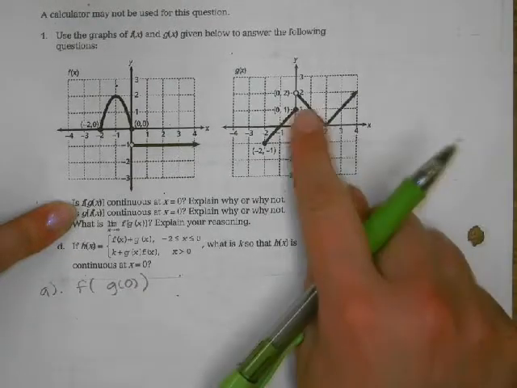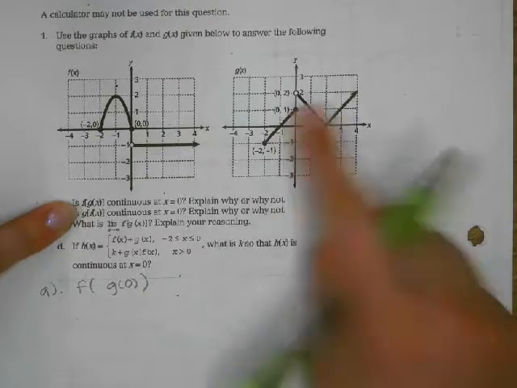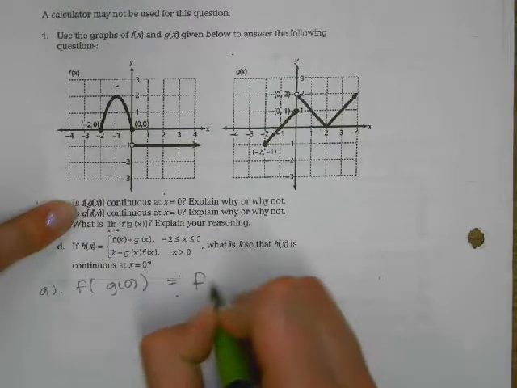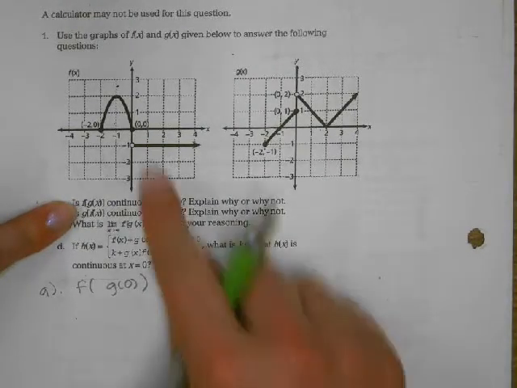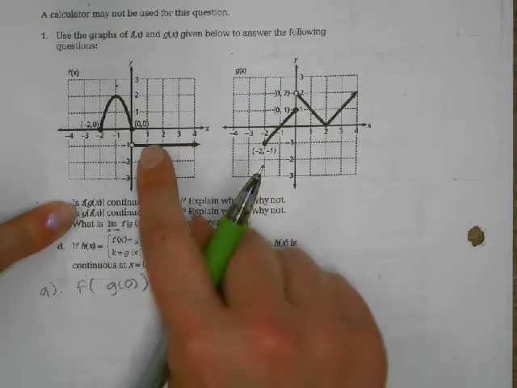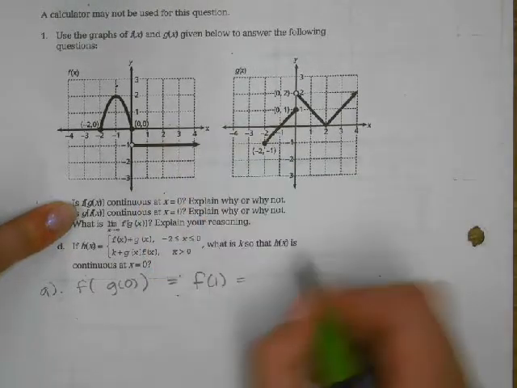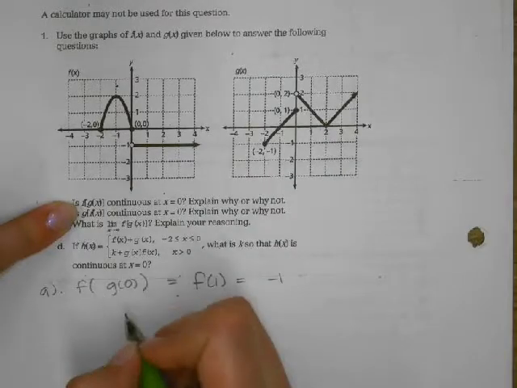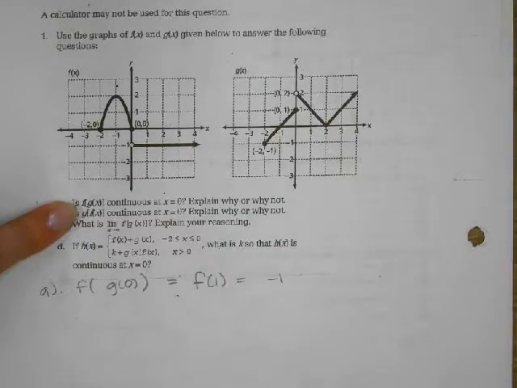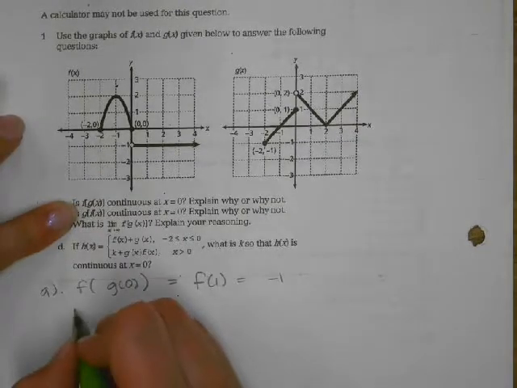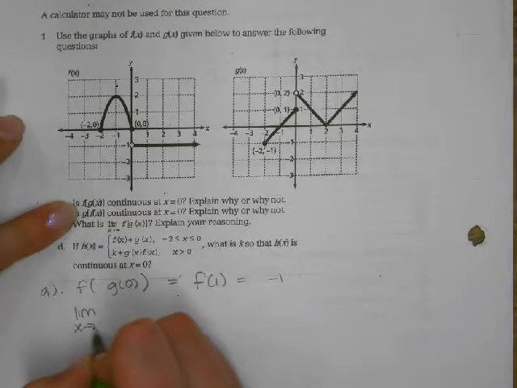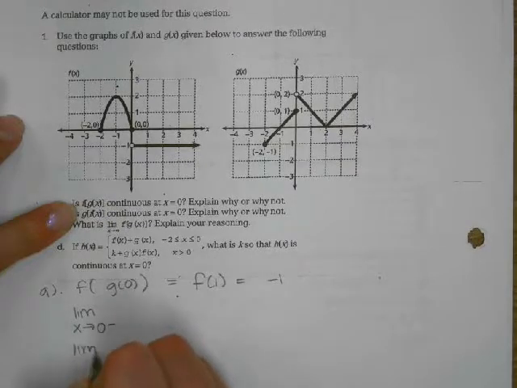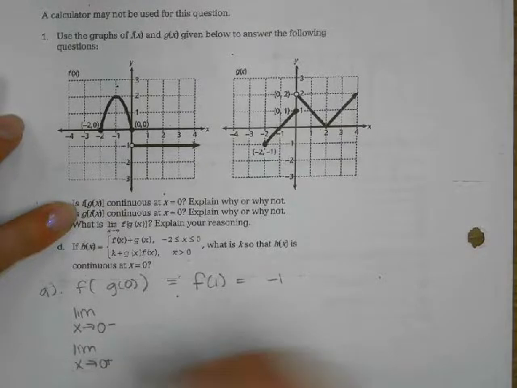So over here, g evaluated at 0 is 1. So that's f of 1. F evaluated at 1 is a y-coordinate of negative 1. So check for the first thing. Yes, we can evaluate it. Second, we want to make sure that the left-hand limit and the right-hand limit agree with each other. So I'm going to say the limit as x approaches 0 from the left side and the limit as x approaches 0 from the right side.